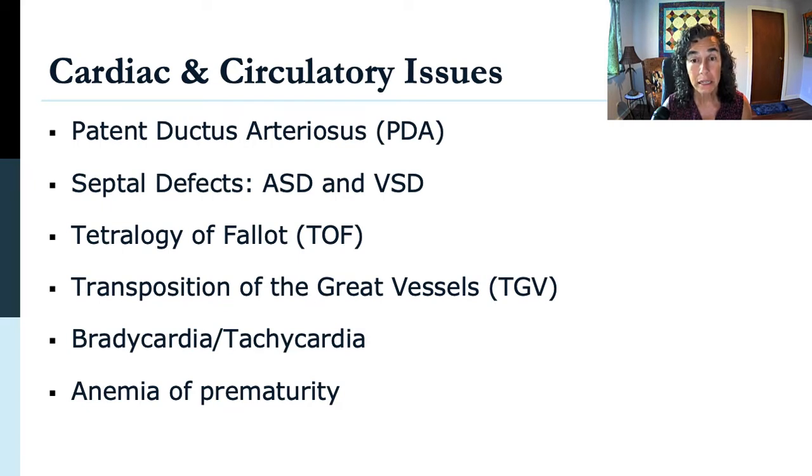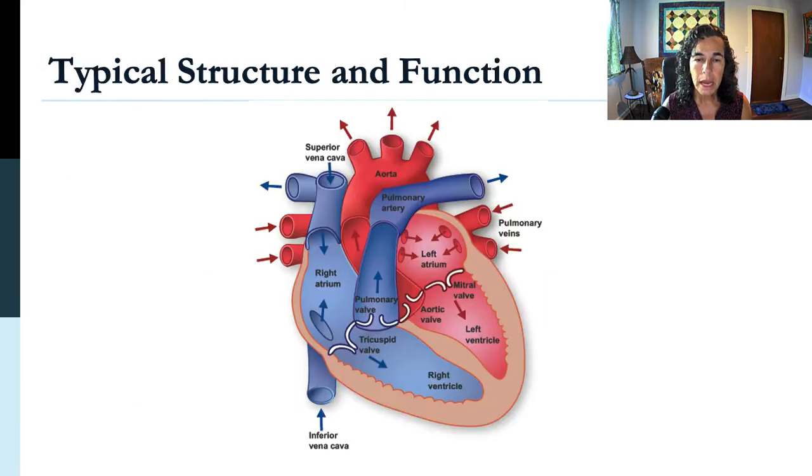So patent ductus arteriosus, or PDA, septal defects, both ASD, atrial septal defect, and ventricular septal defect, tetralogy of Fallot, transposition of the great vessels, or TGV, bradycardia, in other words, slow heartbeat, or tachycardia, which is a rapid heartbeat, and anemia of prematurity. So there are a variety of slides that are for your reference.